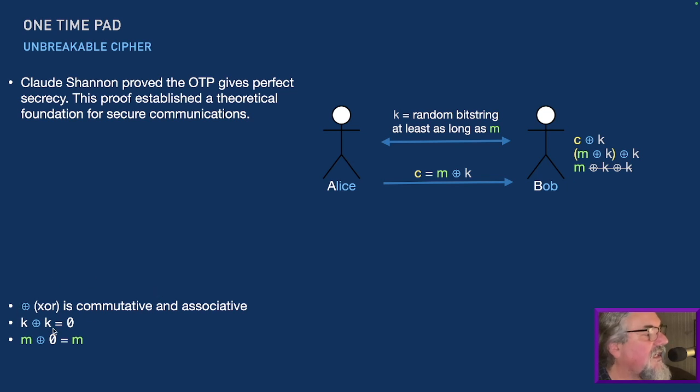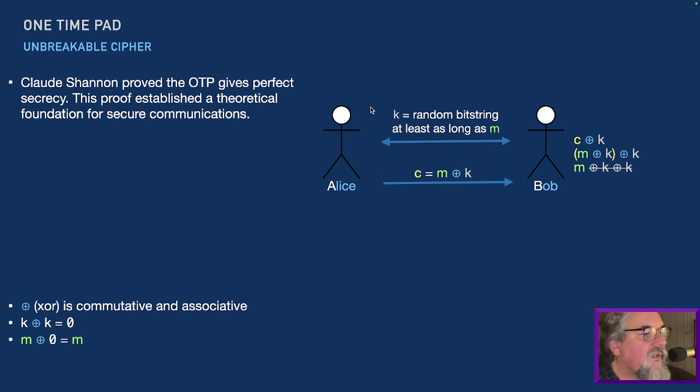If you take two values that are exactly the same, so K XOR K, it becomes a bit string with only zeros. And if you take a message M XOR a bit string of only zeros, the result is the message itself. So those three properties are used in the one-time pad.